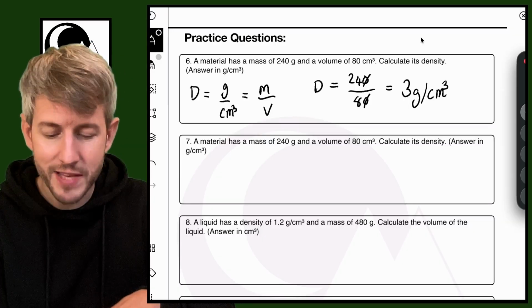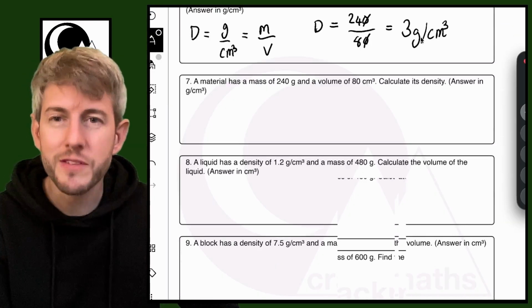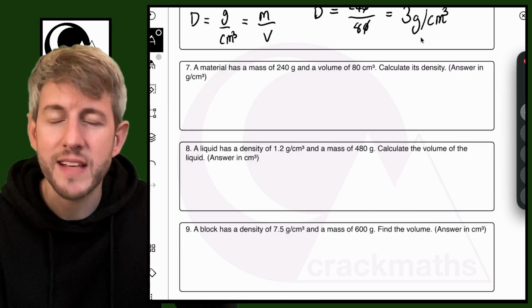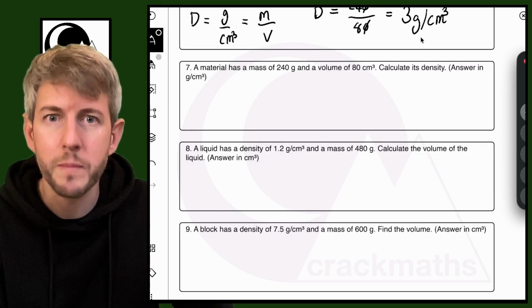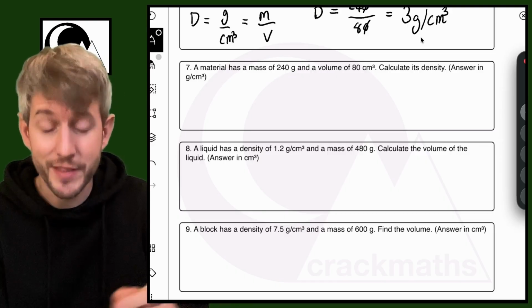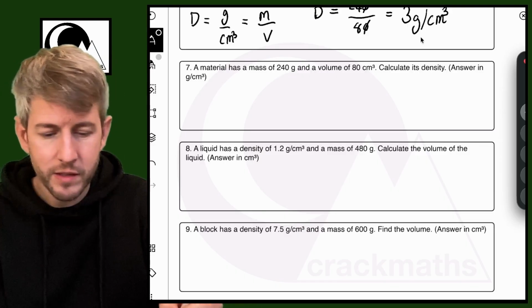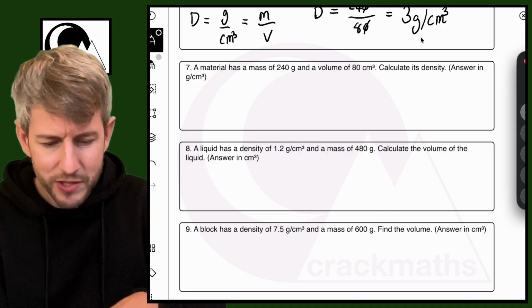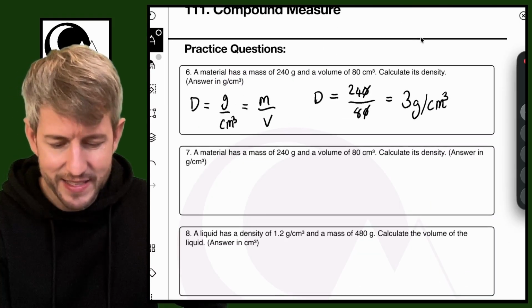Right, question 7. Question 7 says, a material has a mass of 240 grams and a volume of 80 centimetres cubed. Calculate the density. Again, that's the same. Is that the same question? It is the same question.